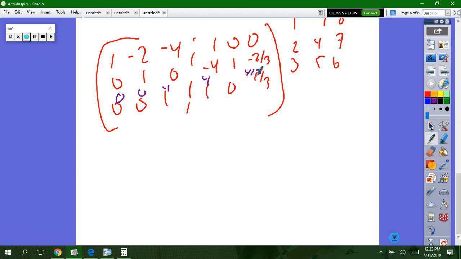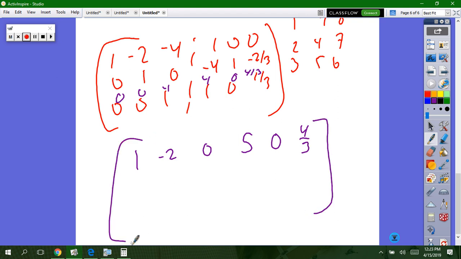Here we go. Row 1. 1 plus 0 is 1. -2 plus 0 is -2. -4 plus 4 is 0, which we want, right? 1 plus 4 is 5. 0 plus 0 is 0. 0 plus 4/3 is 4/3. Then I keep him. Keep him.